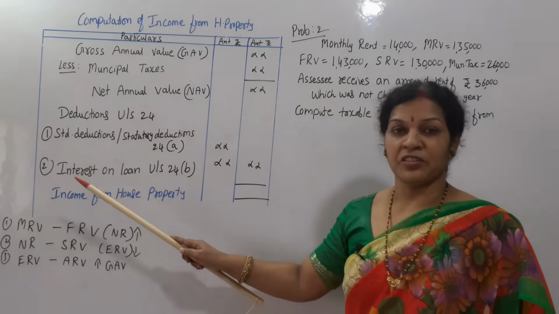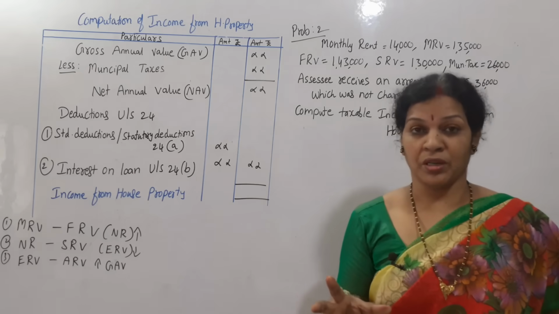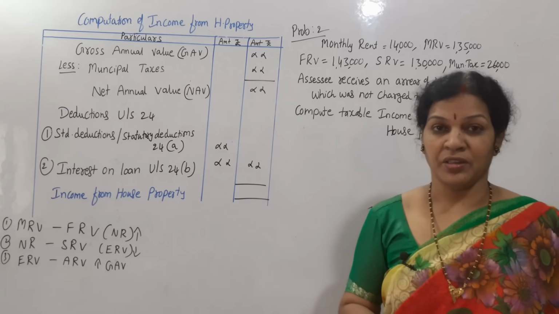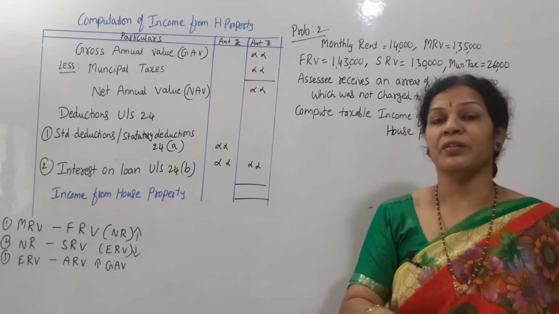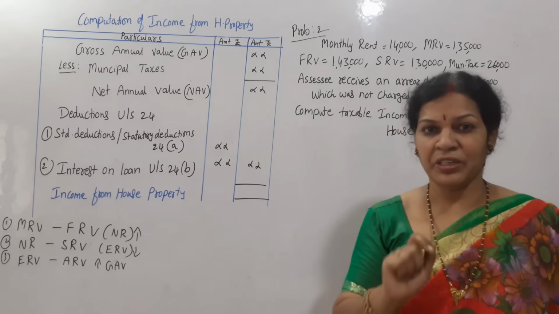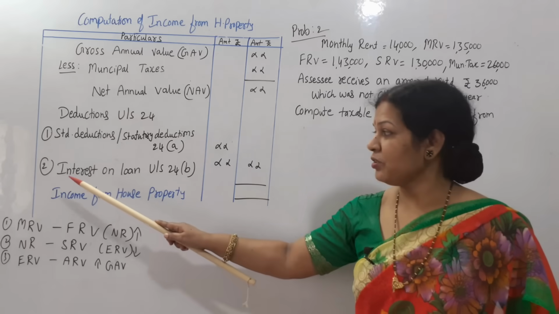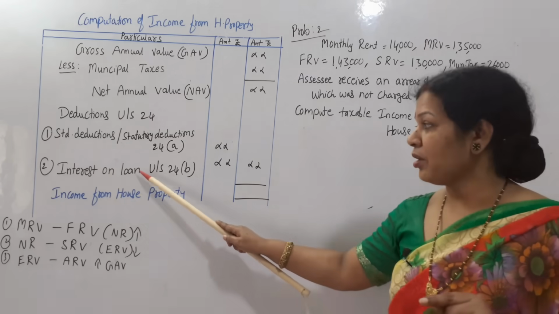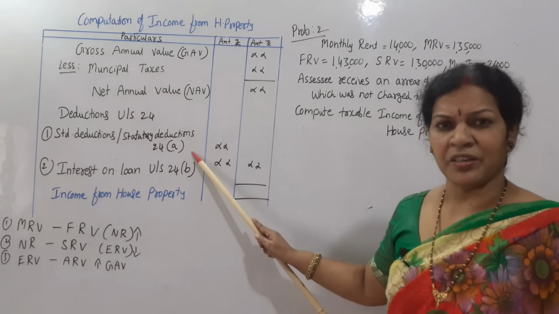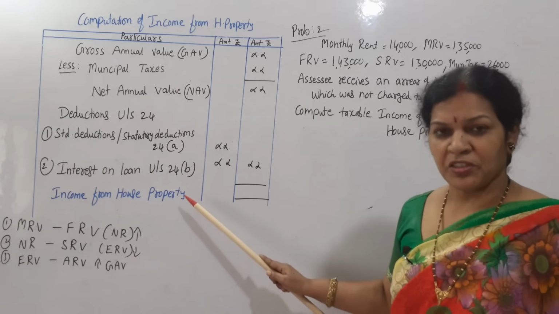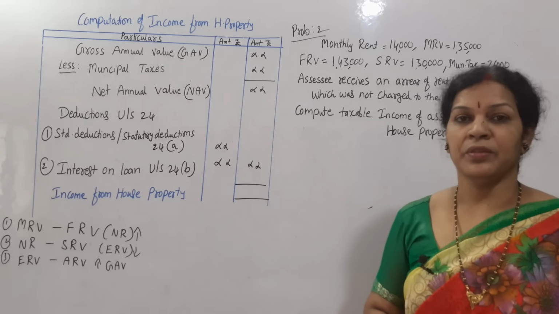And the second deduction is interest on loan. If you take a loan on purchasing the house, every month you will be paying interest. So that is also a deduction. We consider it as interest on loan under section 24 subsection B. Subsection A is standard deduction, 30%. Subsection B is interest on loan, if it is there. So if you deduct it, you will get income from house property.